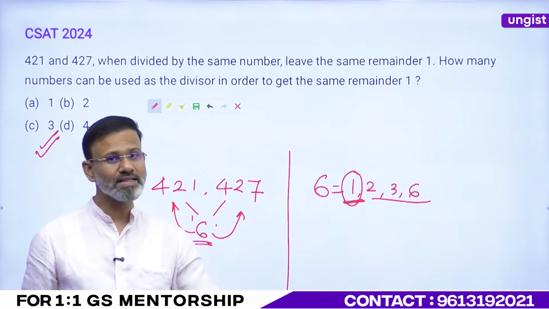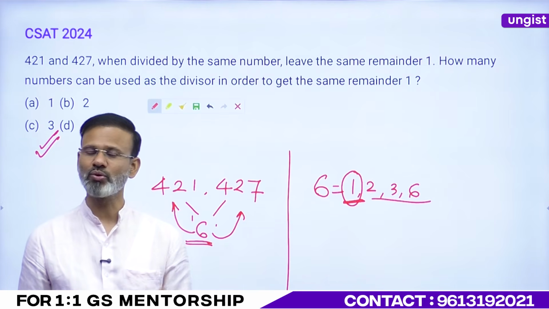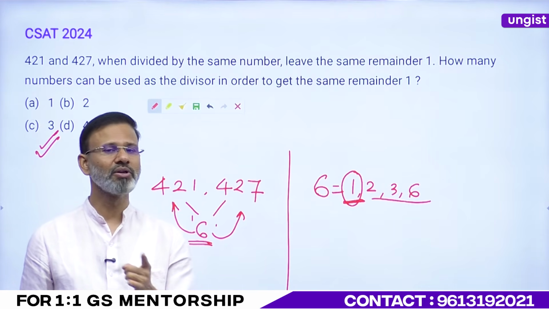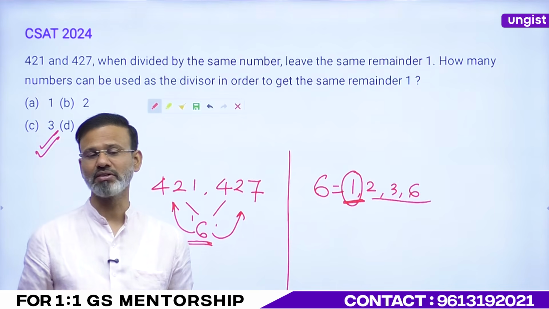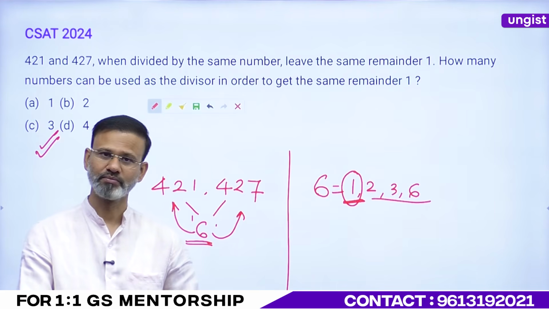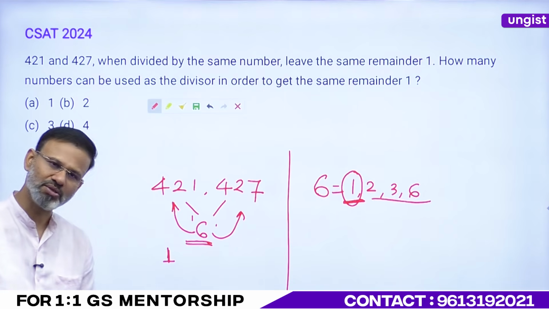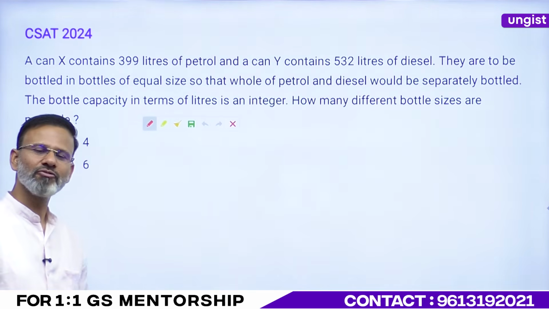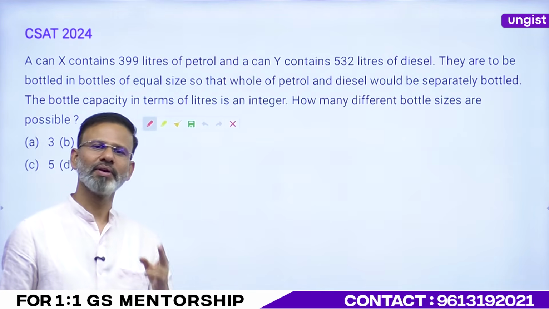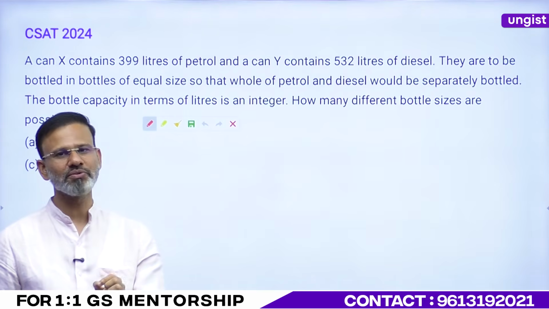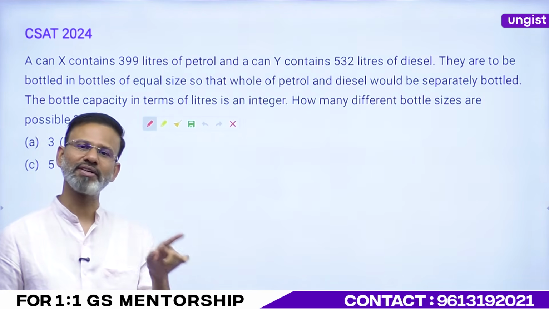Simple question, but yes, if you have solved such type of questions during your practice session, then only you can solve this question in the examination. Else, it may take some time. Okay, let's move to the next question. And the next question is very much similar to this question only. In 2024, they have asked one more question from LCM HCF. And second question was also based on the factors of HCF.